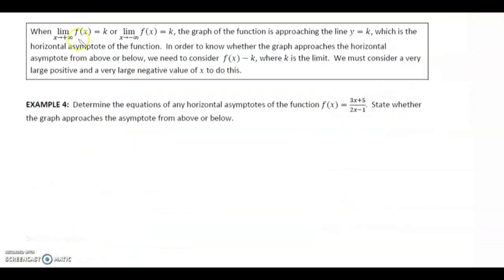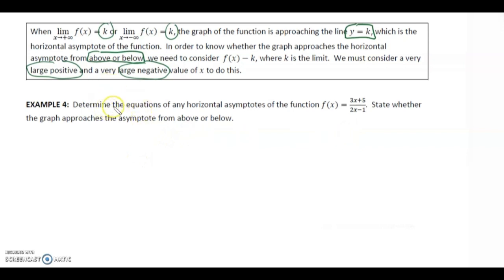When the limit as x approaches infinity of f at x equals k, or the limit of f at x as x approaches negative infinity equals k, the graph of the function is approaching the line y equals k, which is the horizontal asymptote of the function. Okay, we've already talked about this. In order to know whether the graph approaches the horizontal asymptote from above or below, we need to consider f at x minus k, where k is the limit. We must consider a very large positive and a very large negative value of x to do this.